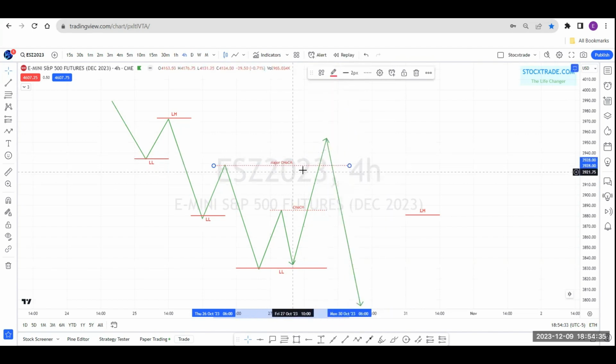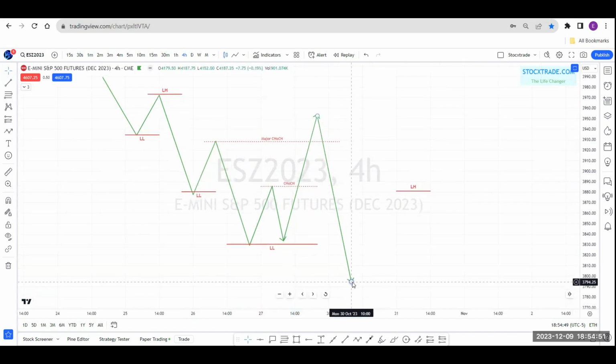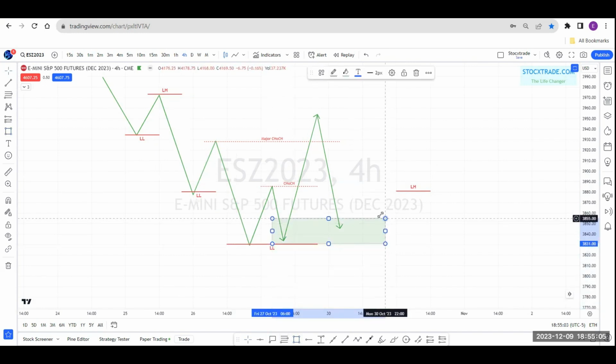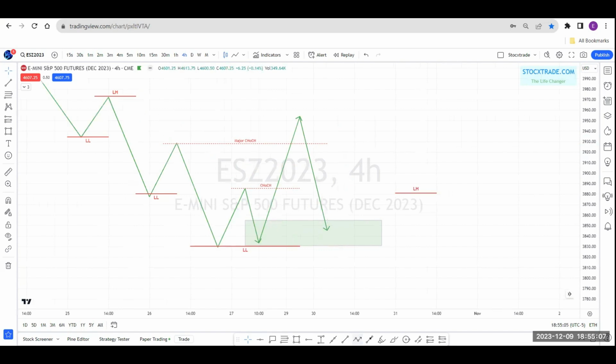Your major change of character means market structure shift. Some traders say this market structure shift, MSS. This is also MSS, but internal. This is your major. So now the market wants to go up. So what we will do, we will wait for the price to test this low again, and here we will find some type of rejection or some type of market reaction.